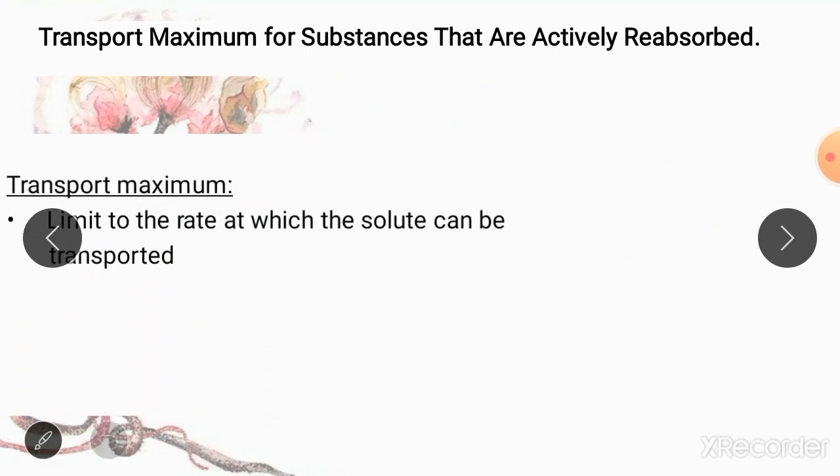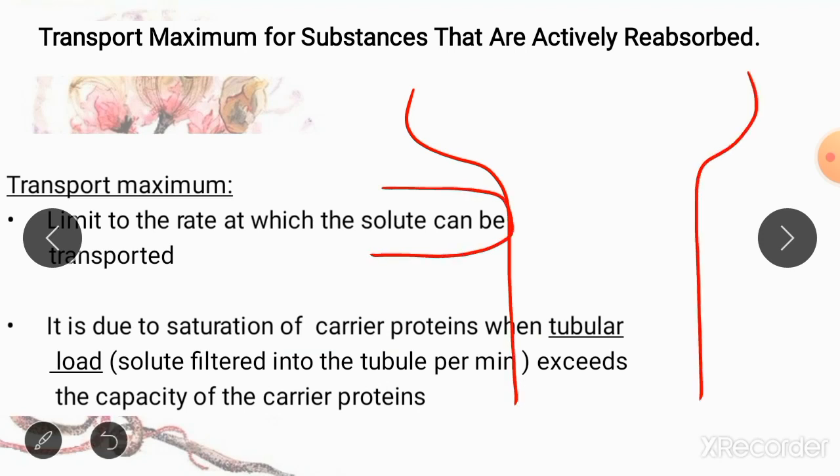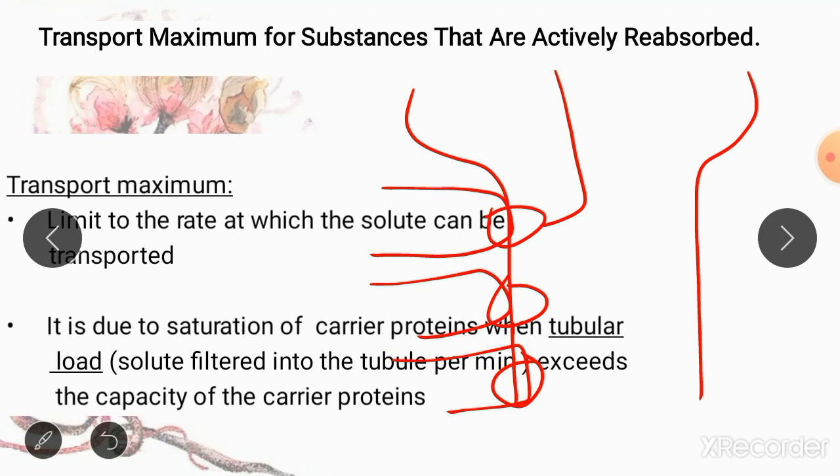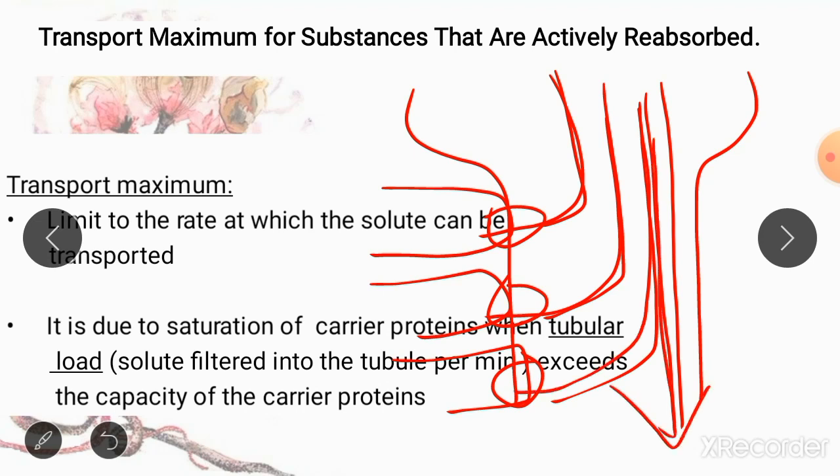So transport maximum is the limit to the rate at which a solute can be transported, and it is due to the saturation of the carrier proteins when the tubular load, which means the solute which is filtered in the tube per minute, exceeds the capacity of the carrier proteins. This is very logical: when the carrier proteins, which are only present in a specific number and work at a specific rate, are overwhelmed by greater than normal secretion of a substance, of course they are going to reach a maximum and a threshold beyond which they cannot reabsorb that substance, and now this substance is going to appear in the urine and be excreted.